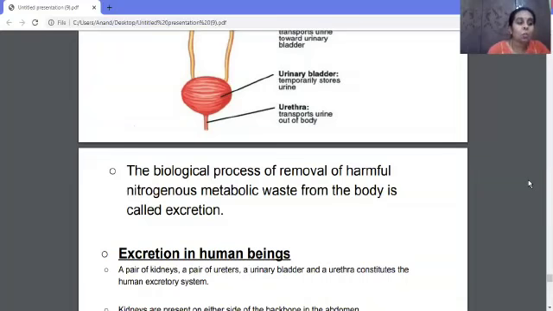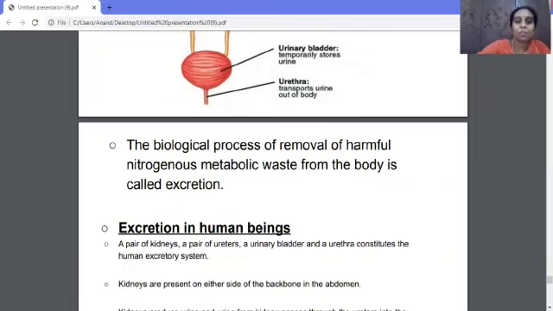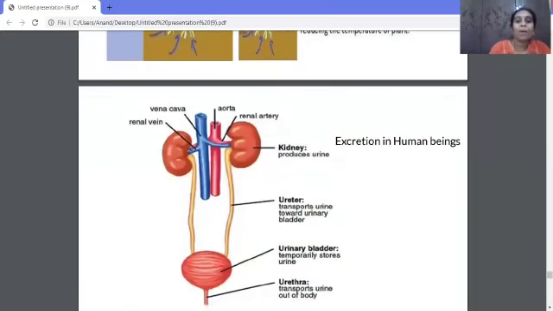So now we'll see how this excretion takes place. Remember, some of the waste such as urea, uric acid, some of the nitrogenous metabolic waste, has to be thrown out. So what happens to this waste? From the cell, it reaches the blood. The blood will carry that waste to the excretory system of the human being. So what does the excretory system of the human being consist of? The excretory system of the human being consists of a pair of kidneys.